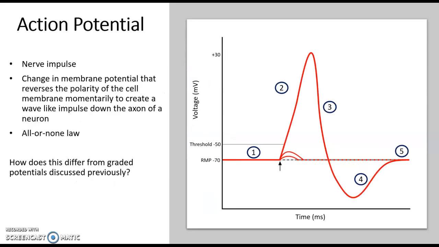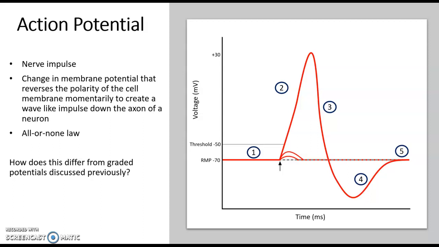So the action potential itself is a nerve impulse that will travel down the axon of the neuron. It is going to cause a change in membrane potential that will reverse the polarity of that cell membrane momentarily and essentially create a wave-like impulse down the axon through that electronegativity charge. It does follow the all or none principle, in which once that threshold of negative 50 millivolts is met, the action potential is going to go. So it does not go backwards, it does not think about it. Once it meets that negative 50 millivolts, depolarization is going to occur.